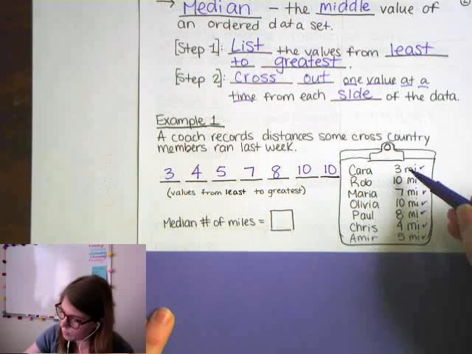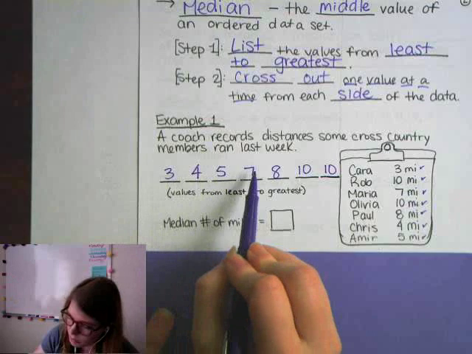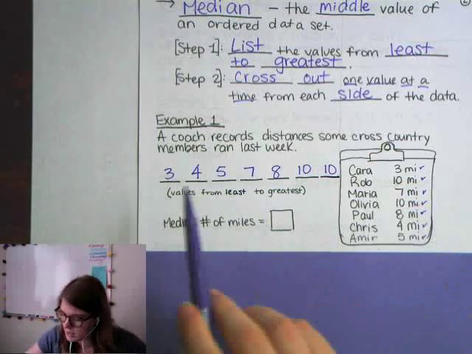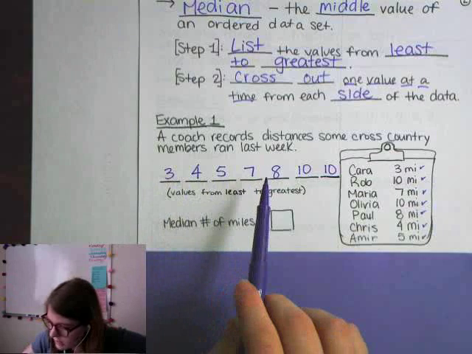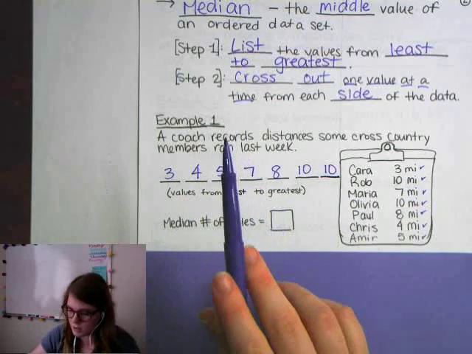So let's see. 1, 2, 3, 4, 5, 6, 7. Perfect. So there's 7 values. I've got 7 values in my list, least to greatest. Let's double check that. 3, 4, 5, 7, 8, 10, 10. Perfect. So with our values from least to greatest, that was our step 1.